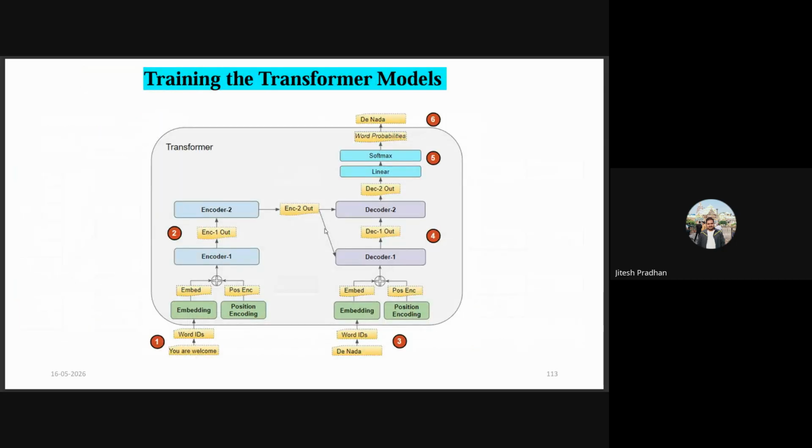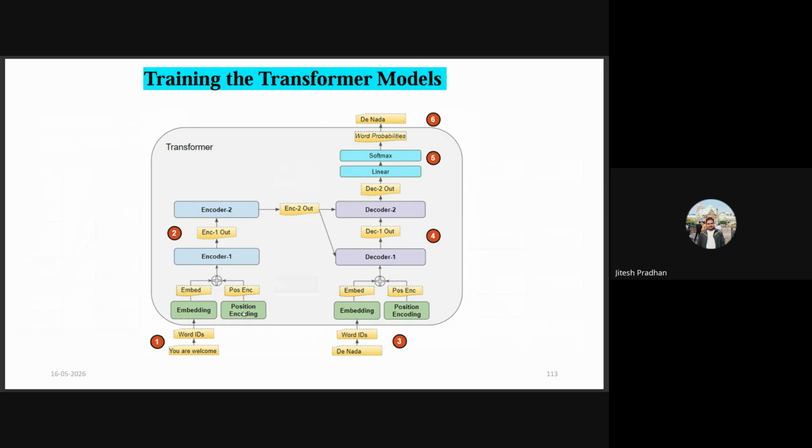Okay, now let's see. In the first step, what happens? We have the words "you are welcome". From "you are welcome", it will generate its word IDs. Word IDs means its embeddings. You can use any embeddings. It can be GloVe embeddings, or other embeddings. You can use deep learning for the embeddings also. It can be one-hot encoding, or bag of words encoding also. Whatever encoding you are using, you can use here. Based on that, it will generate the embeddings.